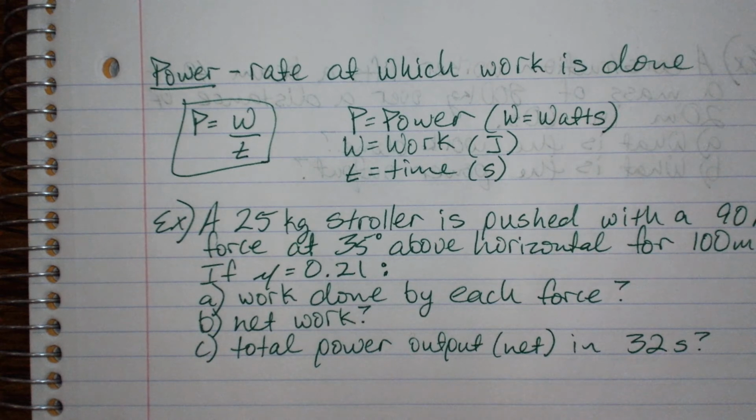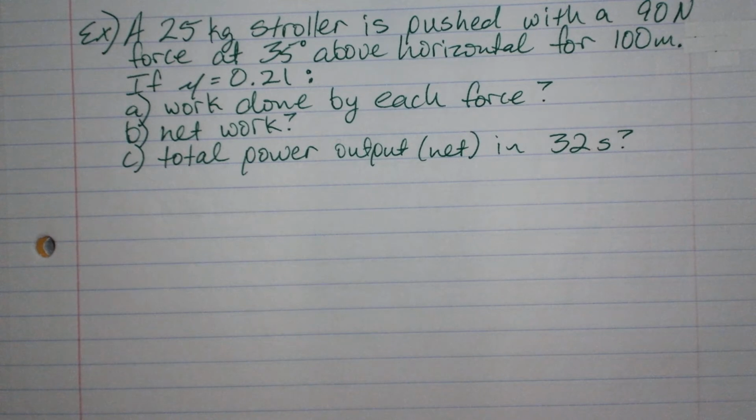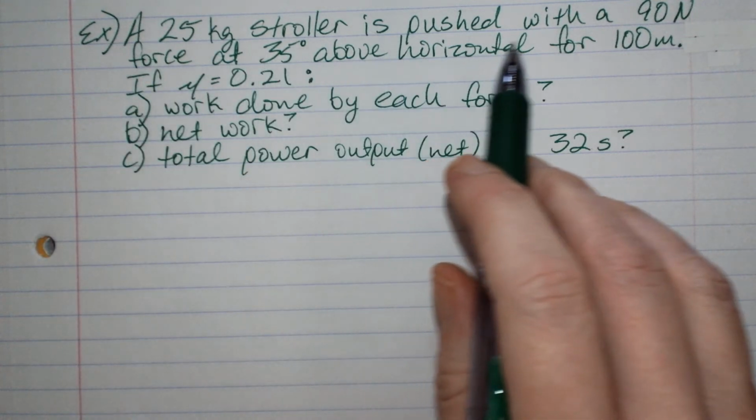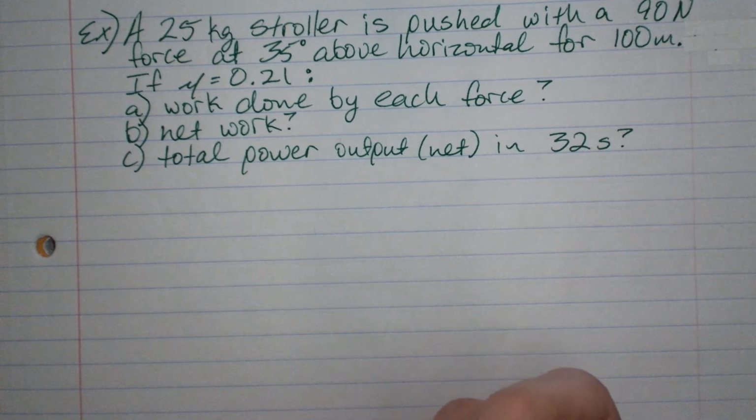Here's an example problem. You have a 25 kilogram stroller. A 25 kilogram stroller is pushed with a 90 Newton force at 35 degrees above the horizontal for 100 meters.